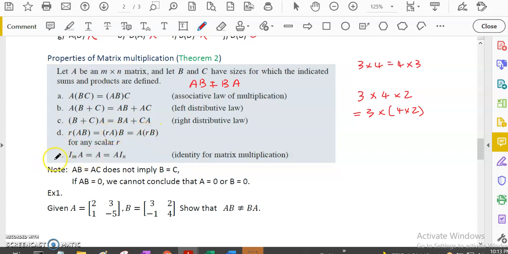And this is also important. If you multiply the identity matrix to a matrix, the result is equal to that matrix. So that's why it's called identity. So we can illustrate that.